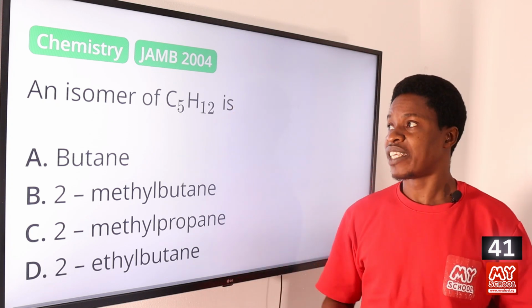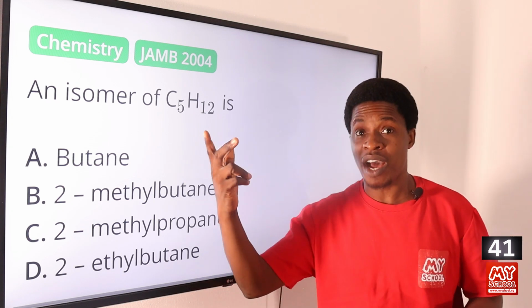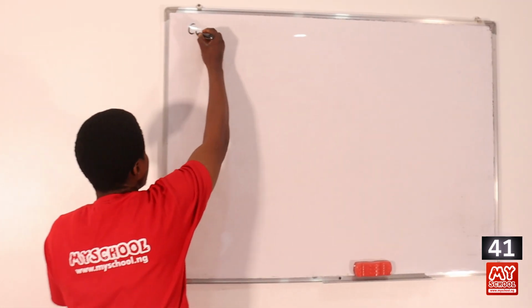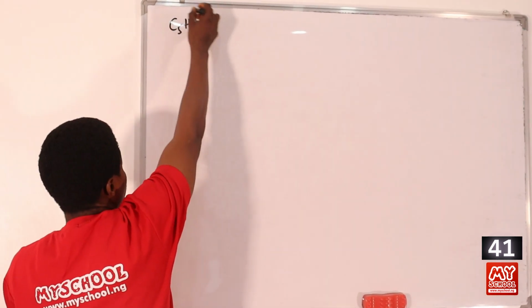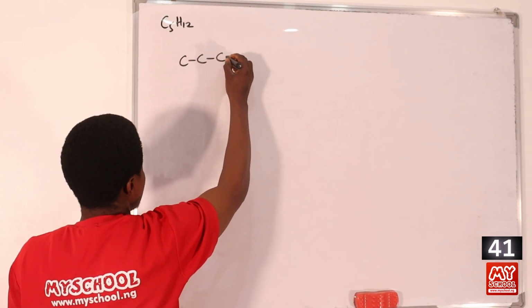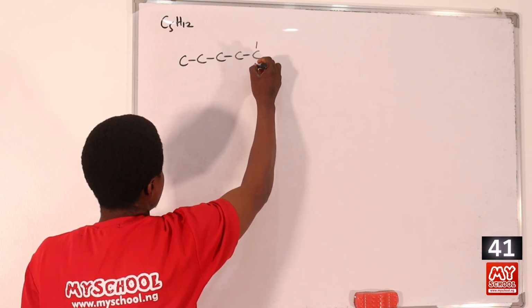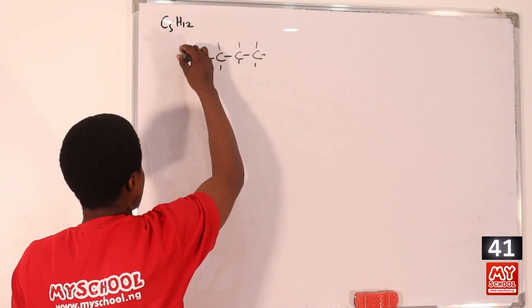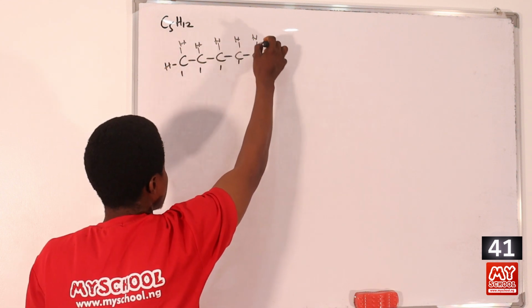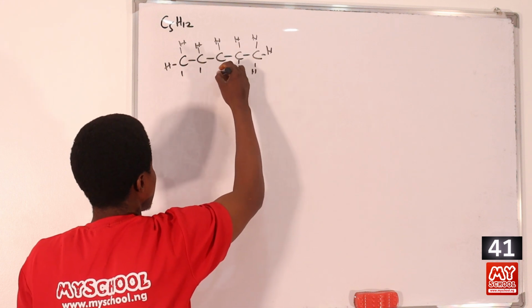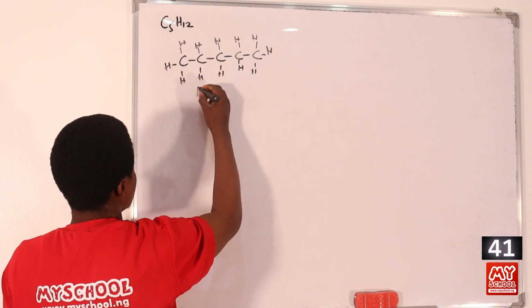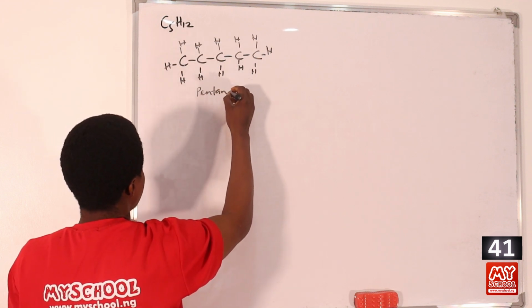So which one is an isomer of this? Let's move to the board and quickly draw out the possible isomers of C5H12. So we have C5H12. First, you must draw the straight chain. So we have 5 carbon atoms: 1, 2, 3, 4, 5. Then you fill them with hydrogen: 1, 2, 3, 4, 5, 6, 7, 8, 9, 10, 11, and 12. So we have C5H12. Of course, that is your pentane.